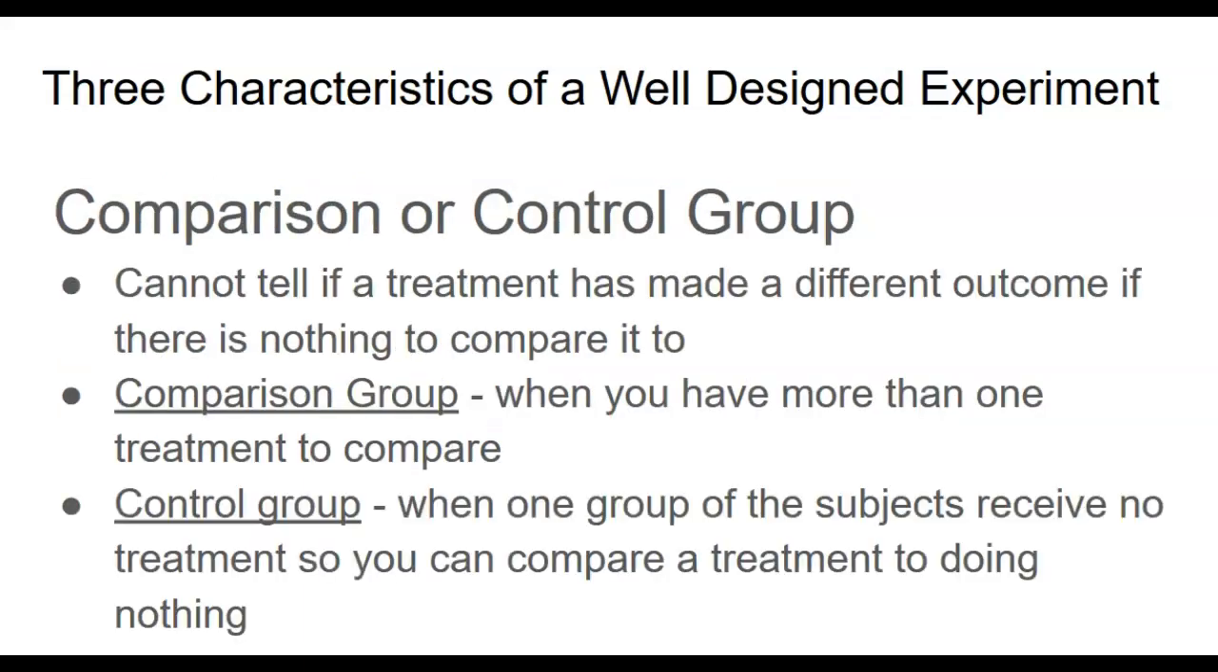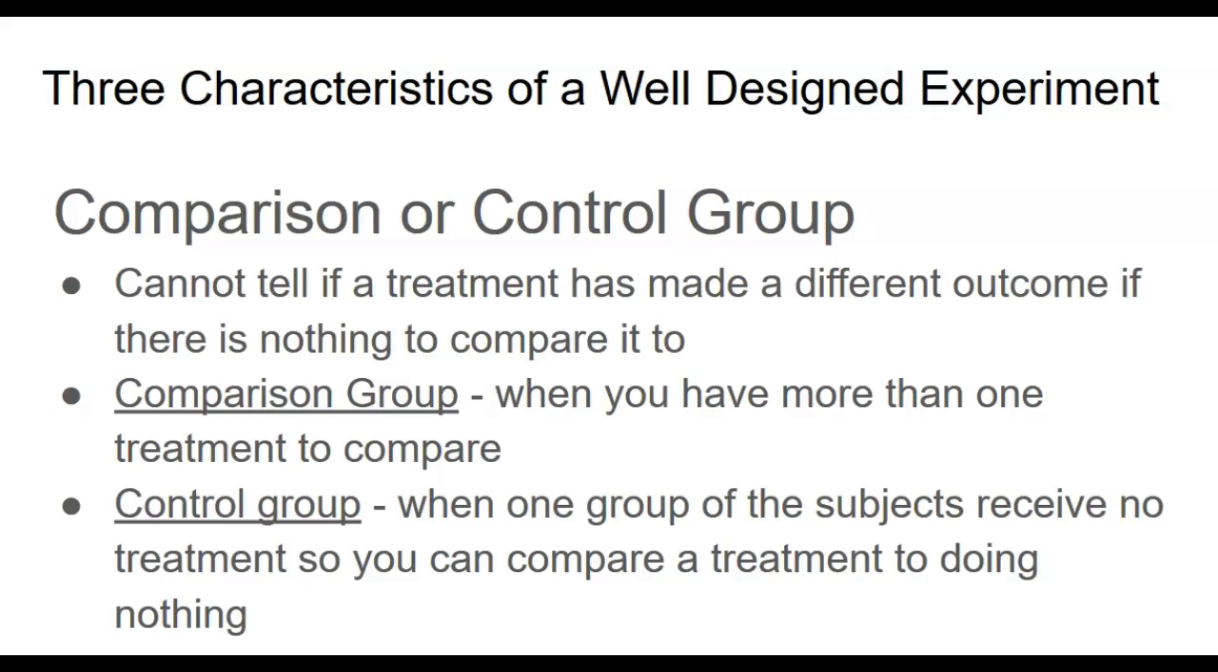The final characteristic is that an experiment should use a comparison or control group. You cannot tell if a treatment has produced a different outcome if there is nothing to compare it to. What would it be different from? There are two ways to do this.